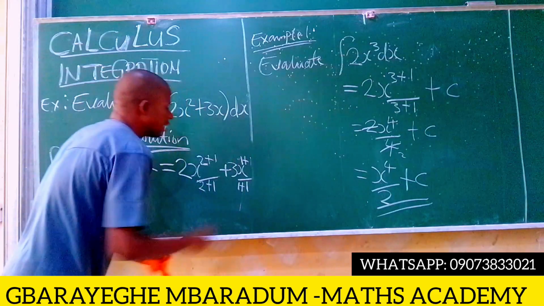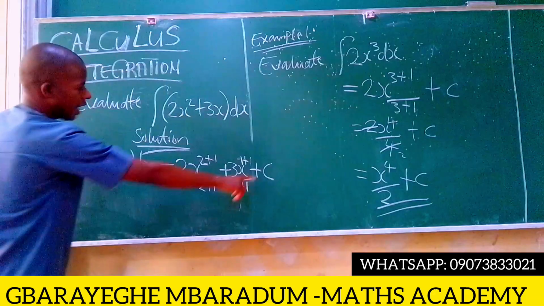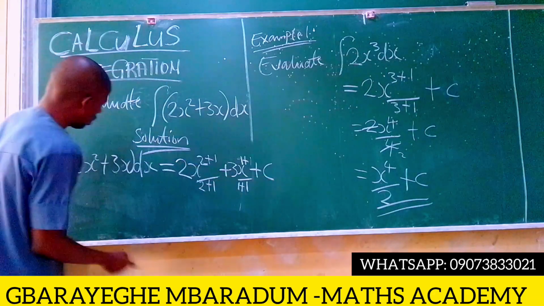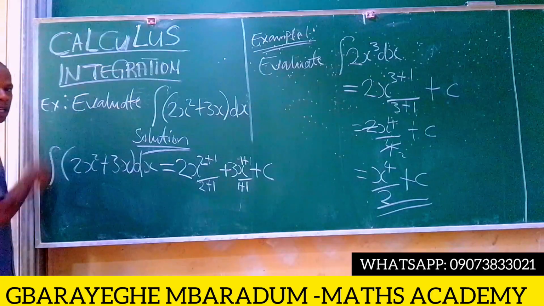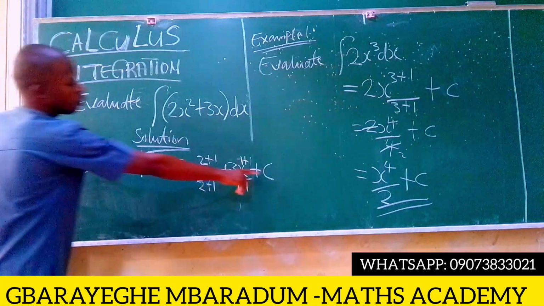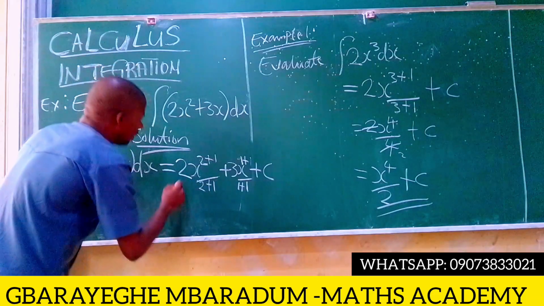Now, at this point, we introduce our constant of integration, which is C. We add C as a constant of integration because the integral does not have a lower bound and an upper bound. That's why we add a constant C, which can be any number. Now let's look at it.